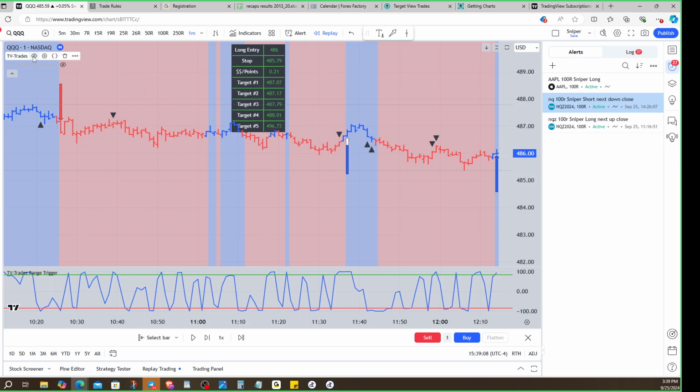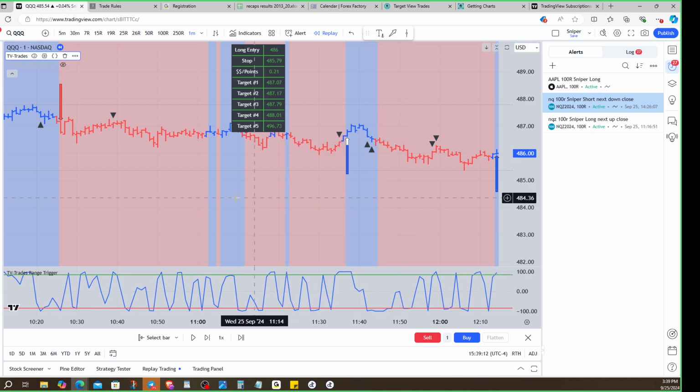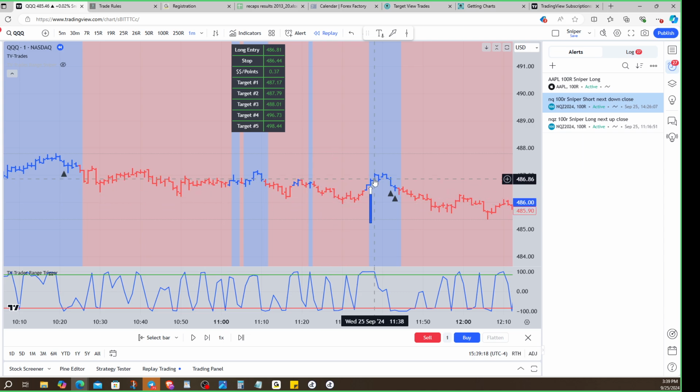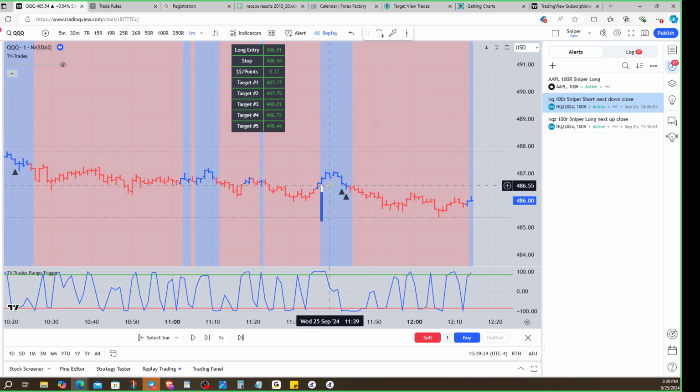But if we were to throw this on, let me just see. If we put the bias level on this, it keeps us going in one direction for the most part. So right here, it had the long trade, right? If you had gone long right here, it was giving you all these targets on the upside. And you can see that obviously did not work out very well. But they're options, so you can tell right away that it's not working out. And if it doesn't work out right away, you get out of it, salvage what you can out of the option, and you wait for the next one.